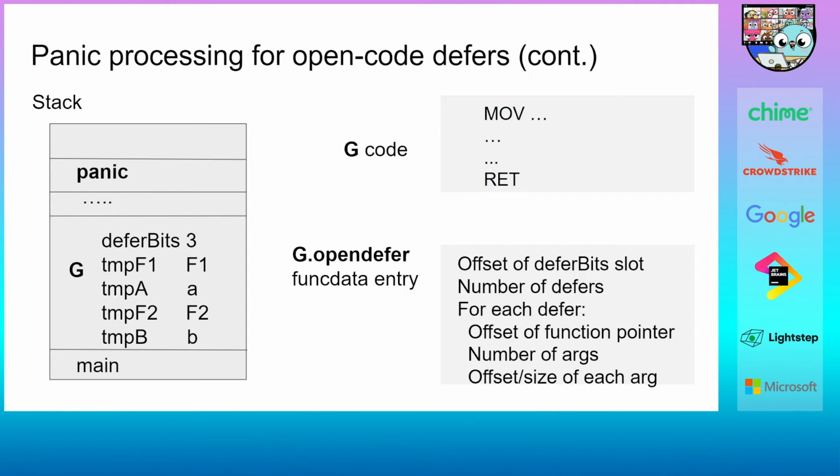So how do we know what defer calls to run when there's a panic? On the right, we show that the binary contains the code for G and also the funcdata for open-coded defers in G, which is labeled g.opendefer. That funcdata contains the offset of the stack slot containing defer bits, the number of defers in the code of G, and the offset for all of the args of each of the defers. It's this information that allows us to grab the right information from the stack to execute a defer call during panic processing.